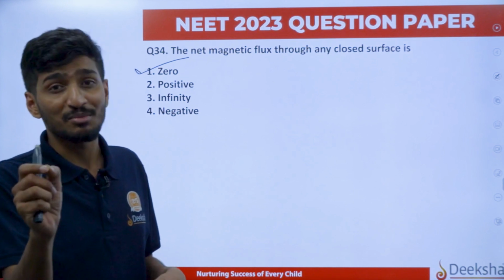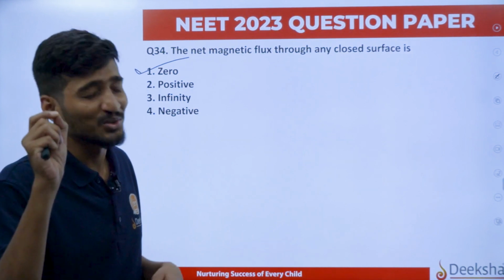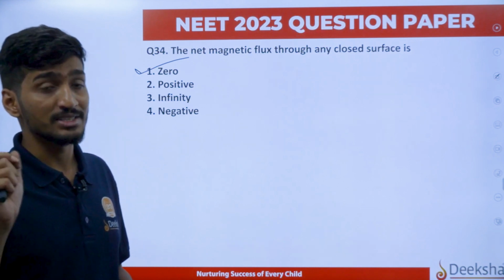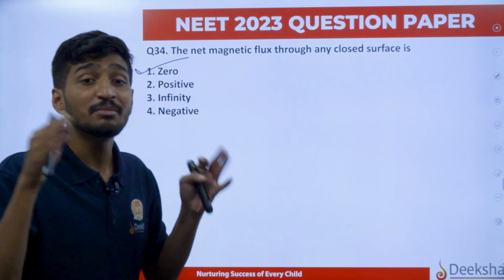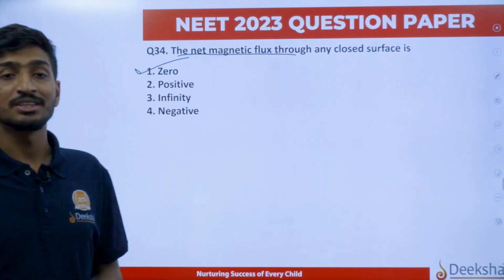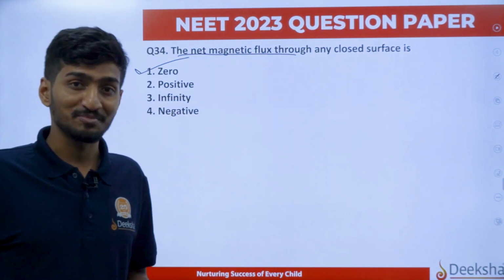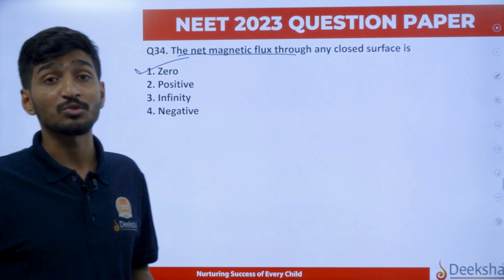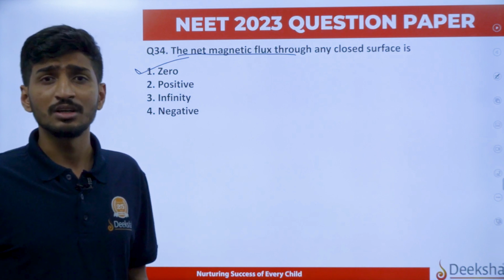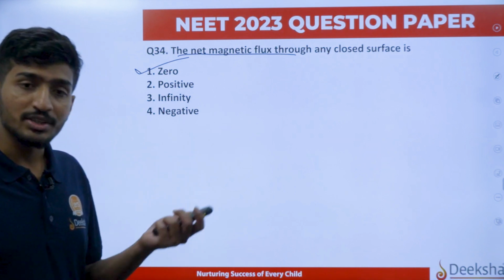This could not have been easier. If you are still confused about this, I suggest just go and pick up the book, find out Gauss's law in magnetism, and you will find that the statement of the law is net magnetic flux through any closed surface is 0. Look at the difficulty of the question that is being asked. It's a simple theoretical question. All right, let's move on to the next one.